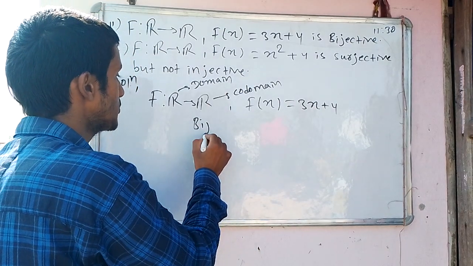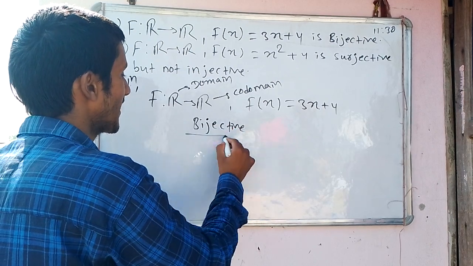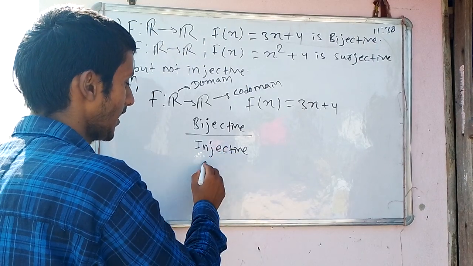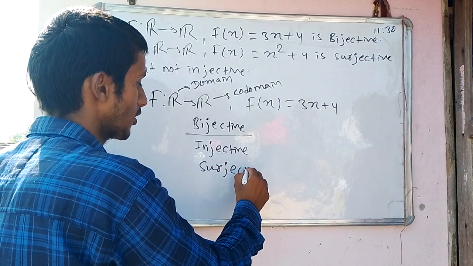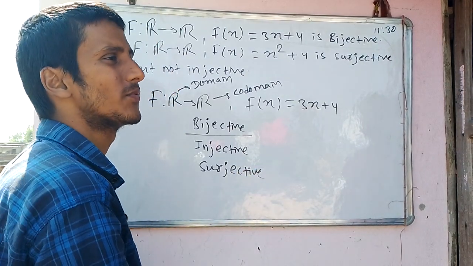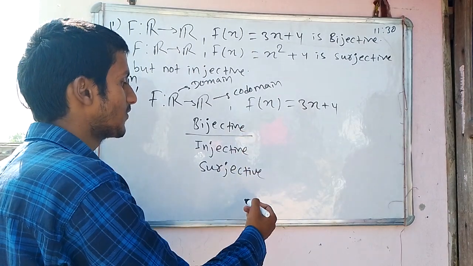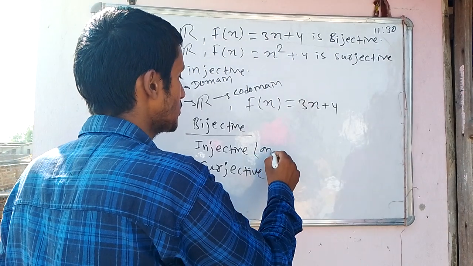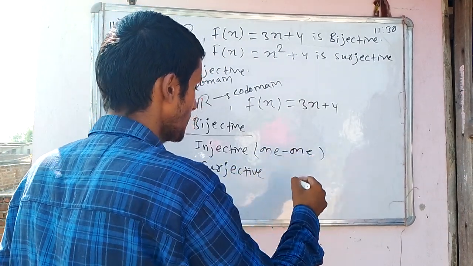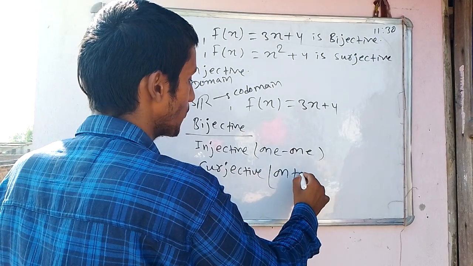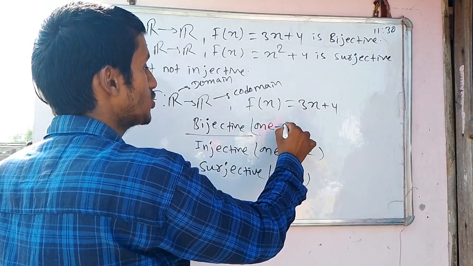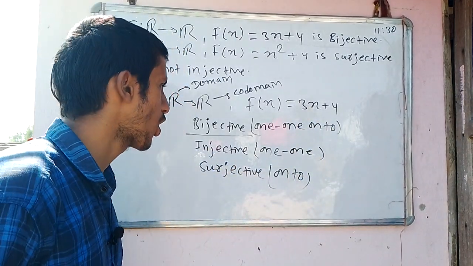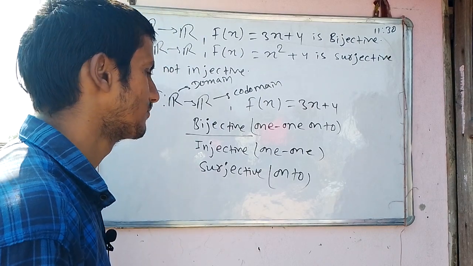So if a function is said to be bijective, it means that it is both injective and surjective. Okay, so a function is bijective, that implies that the function is injective as well as surjective, and injective means 1 to 1. Surjective means onto, and bijective means 1 to 1 onto. Did you get it? 1 to 1 onto.